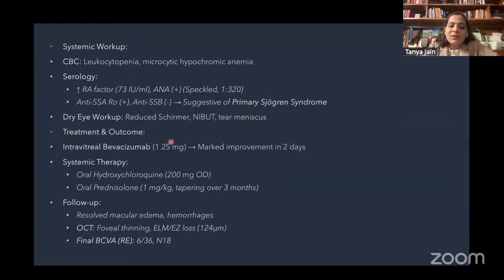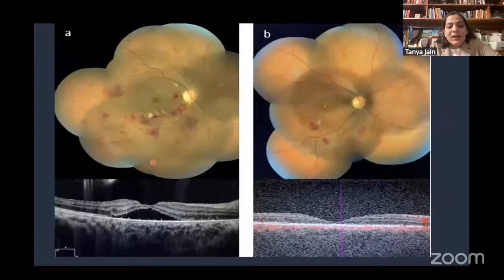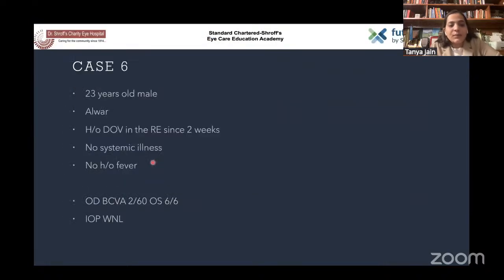Gave him intravitreal Avastin for the cystoid edema. Started the patient on hydroxychloroquine and steroids. The patient did very well, and these hemorrhages started resolving. This is an example of one of the systemic vasculitis that we were talking about.